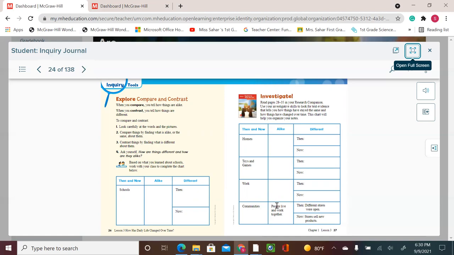Communities: people lived and worked together long ago and now. Changes happened, where different stores opened and different stores closed, but in communities, people work together to build their community.